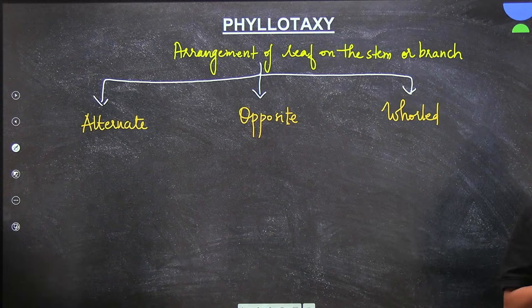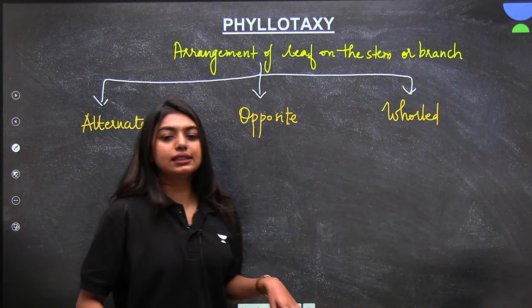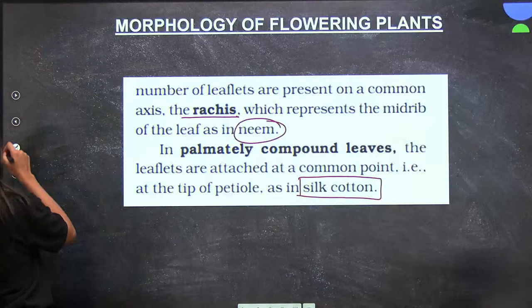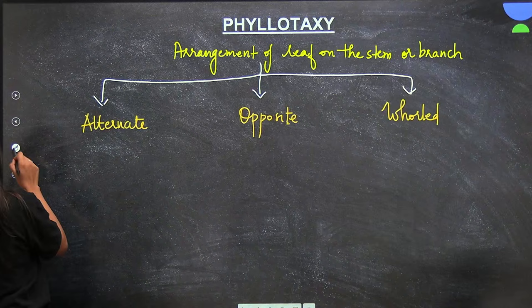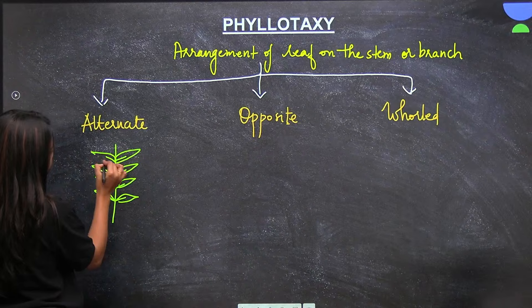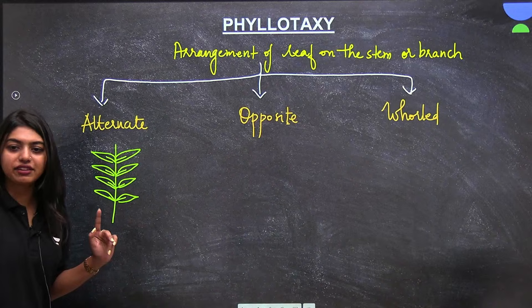Okay. So, students, this type is called your alternate, opposite and whorled, okay? Now, in alternate, just looking at this, you will understand. What is this? This is alternate, right? Alternate. Very good. Most of you have answered.